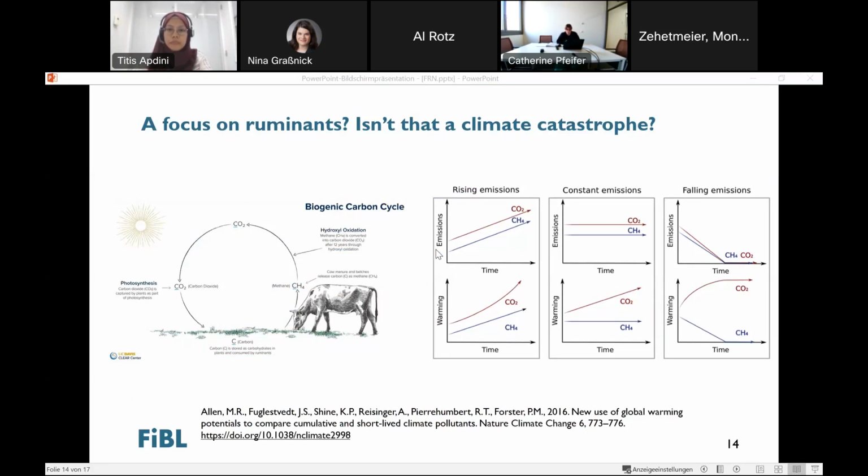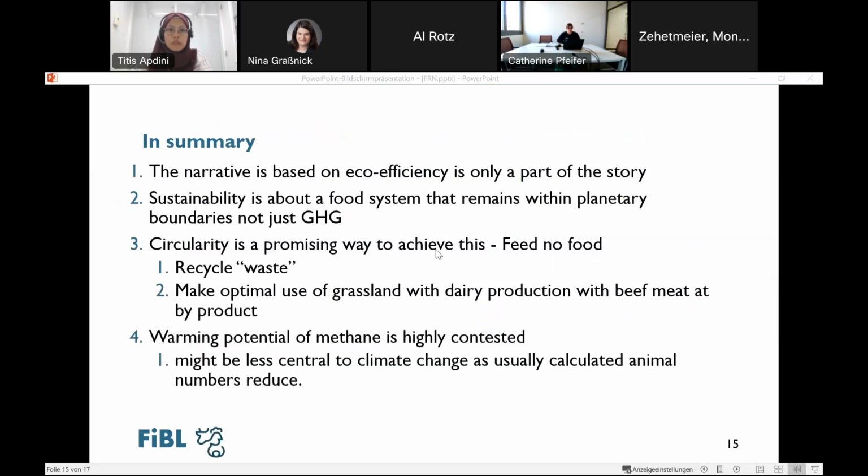And here there's a paper that suggests that the warming effect from methane is actually not important when the numbers of animals reduce. And we are saying basically we need to reduce the number of animals because we have a problem with nitrogen. Well, if we reduce these numbers of ruminants because of that, then you probably sort the climate problem automatically, especially in a world where you recognize that methane shouldn't be weighted as much as it is today. So that was in summary for the debate afterwards.